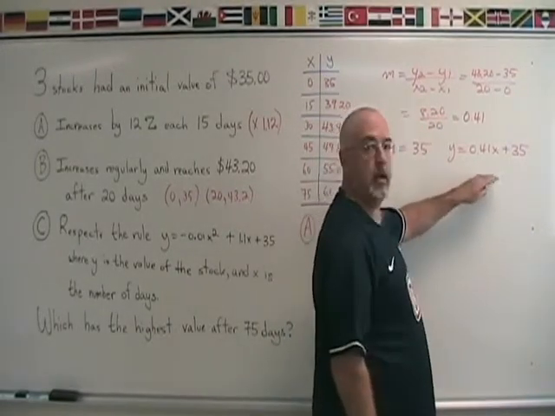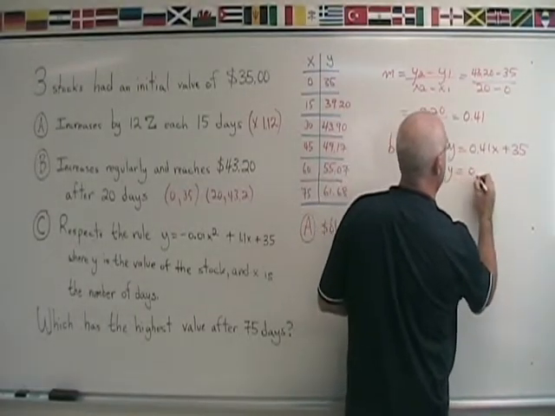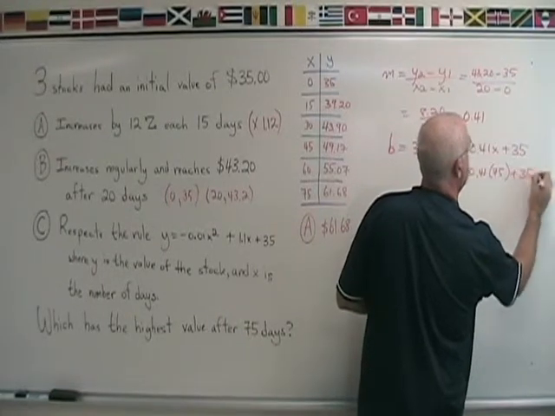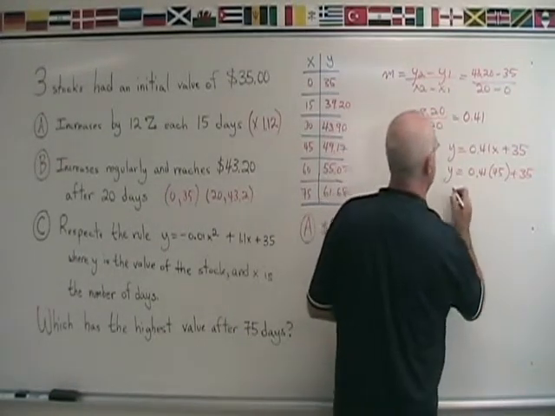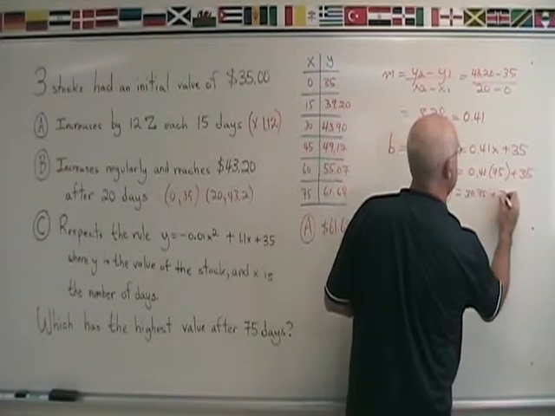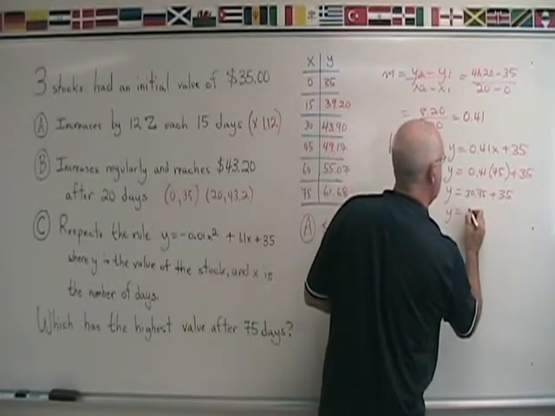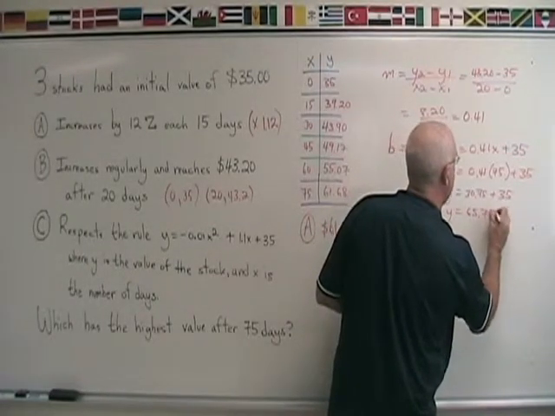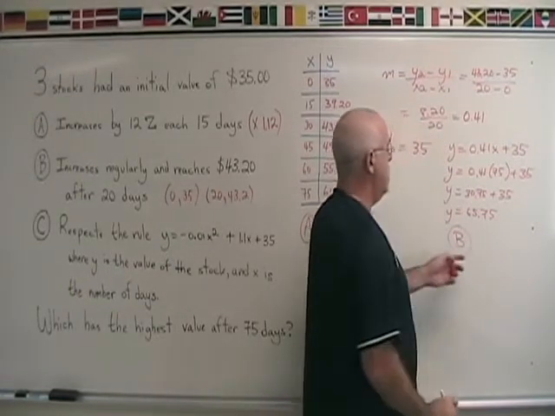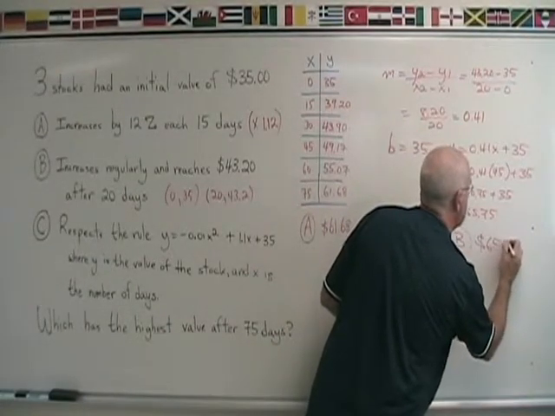Now we can plug x equals 75 into this equation and solve for y. We get 0.41 times 75 plus 35, which gives us 30.75 plus 35, and therefore we have a y value of 65.75. That means for stock B, the value after 75 days is $65.75.